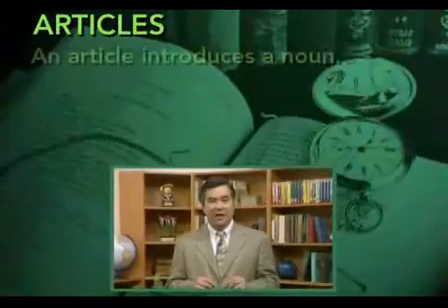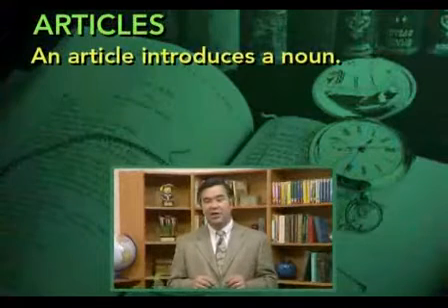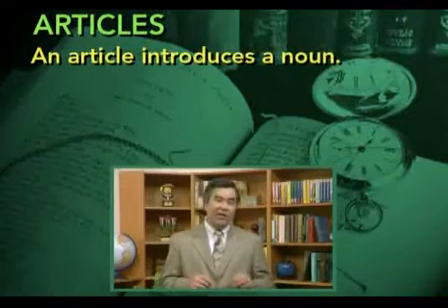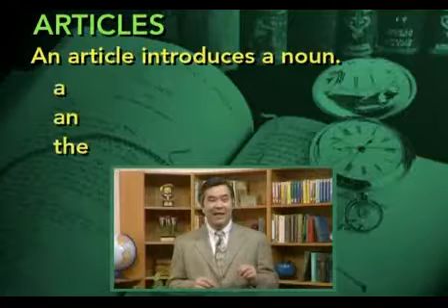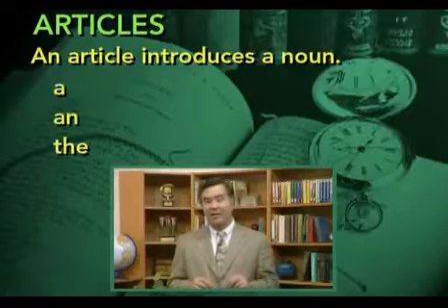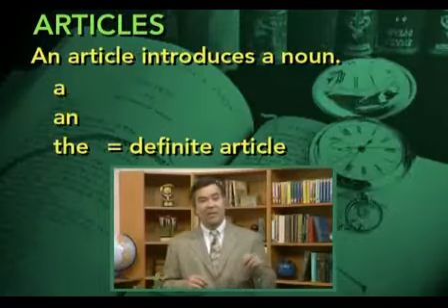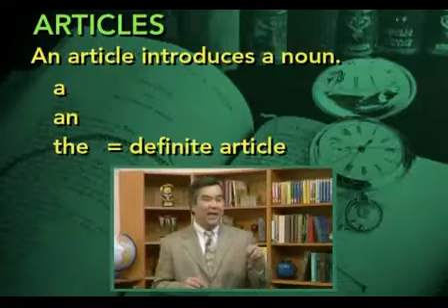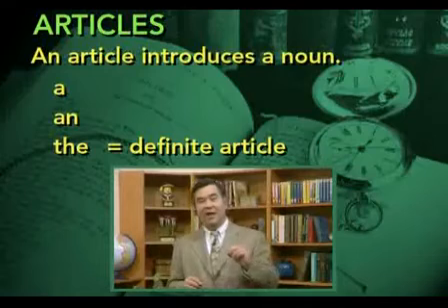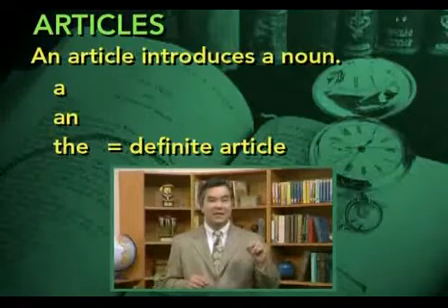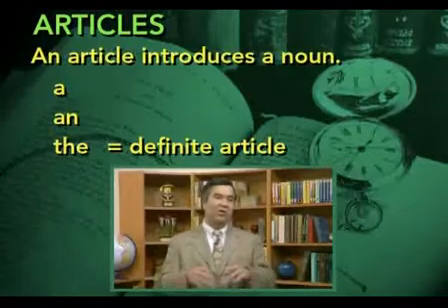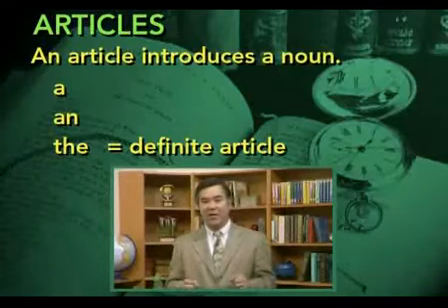One particular type of adjective is important enough to be considered a separate part of speech, and these are articles. An article introduces a noun, and in English there are just three articles: a, an, and the. The is called the definite article because when it's used, it states that the noun that follows is one specific noun as opposed to any example from the category.